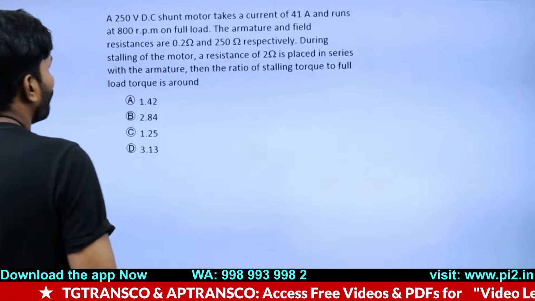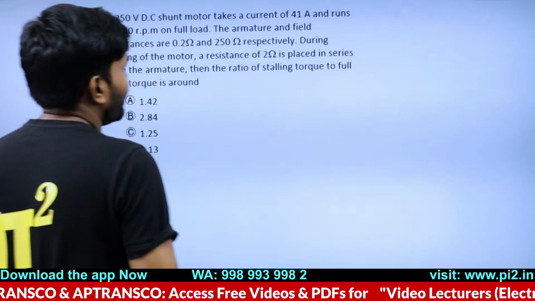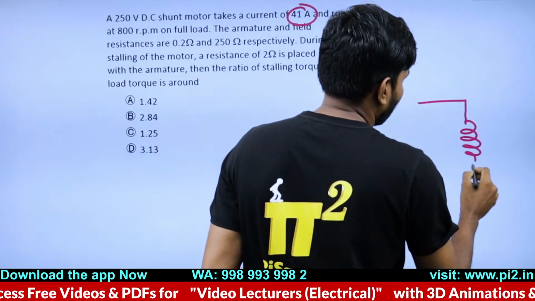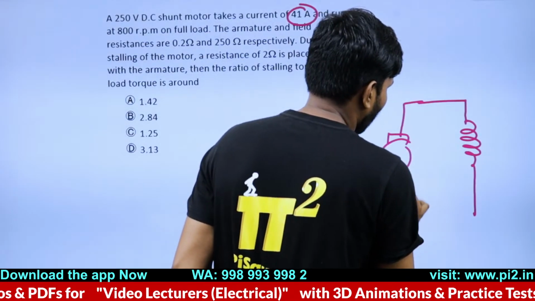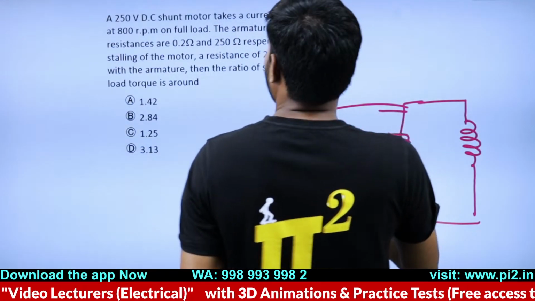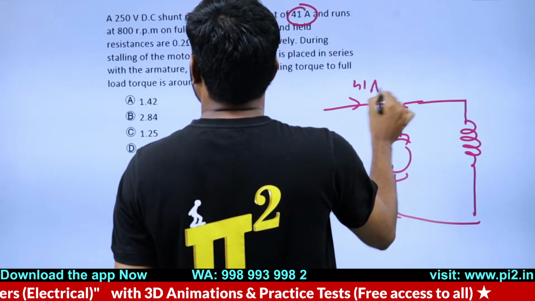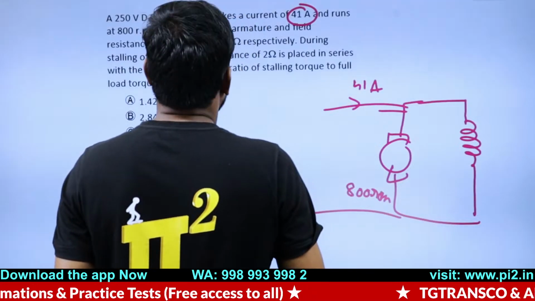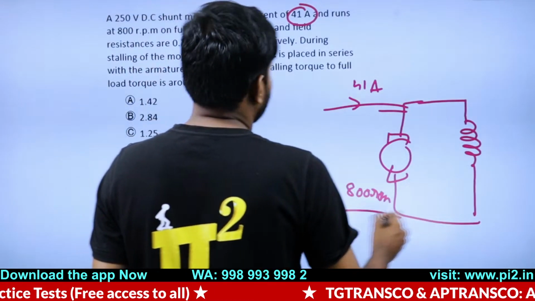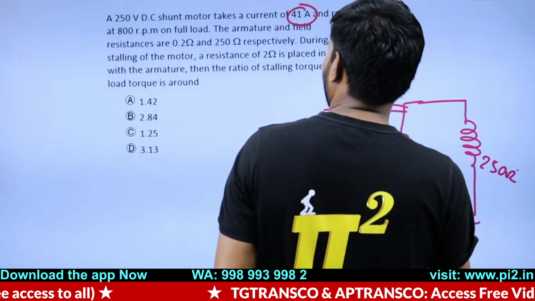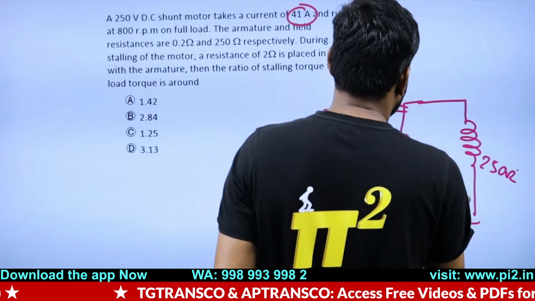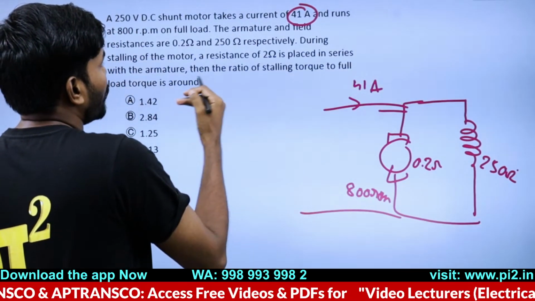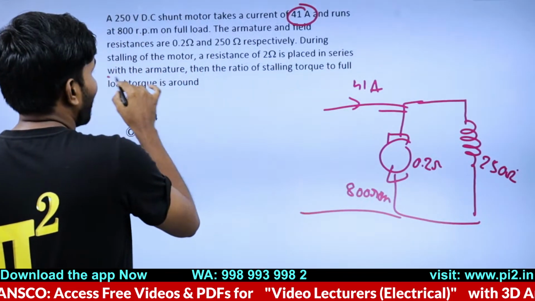Now, look at this. A 250 volts shunt motor takes a current of 41 ampere. Means you have a shunt motor. Quick rough diagram. It takes a current of 41 ampere and runs at 800 RPM. On full load, the field resistance is 250 ohms and the armature is having 0.2 ohms. During the stalling of the motor, a resistance of 2 ohm is placed in series with the armature.